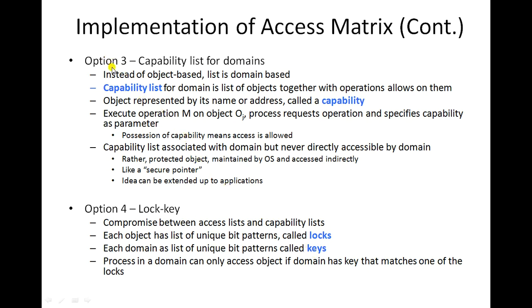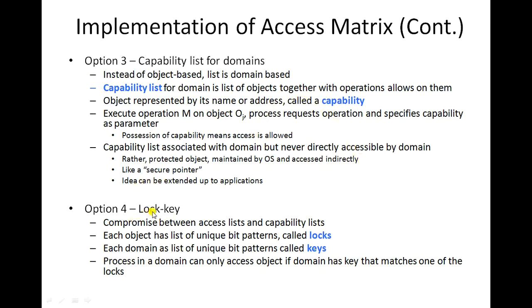Now the option 3 is capability list for domains. For domains, we can have the capability list. Instead of having the list object based, we can have the list domain based. Here the capability list for a domain is a list of objects together with operations allowed on them. Here the object is represented by its name or address, called a capability. To execute operation M on object Oj, the process requests the operation and specifies the capability as a parameter. Here capability means access to be allowed.